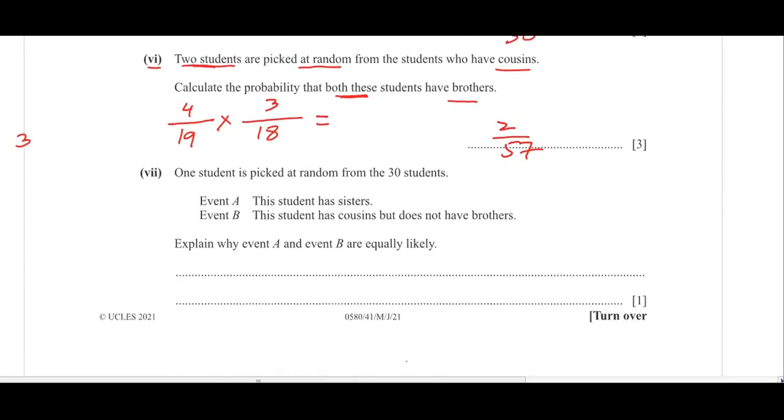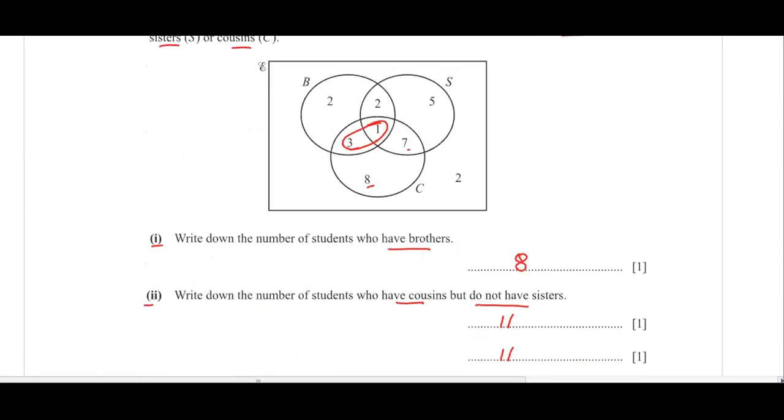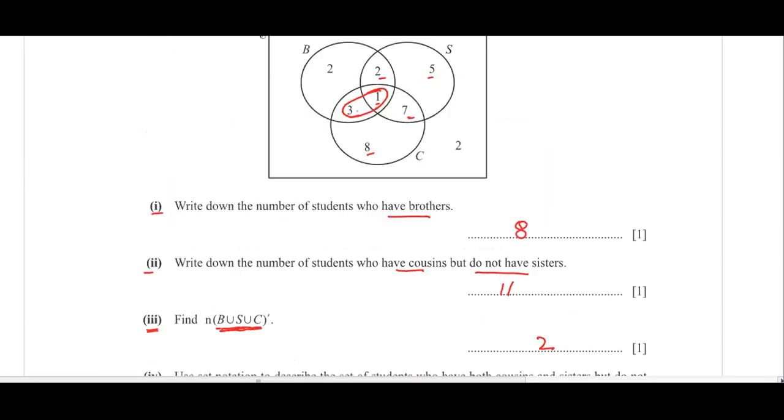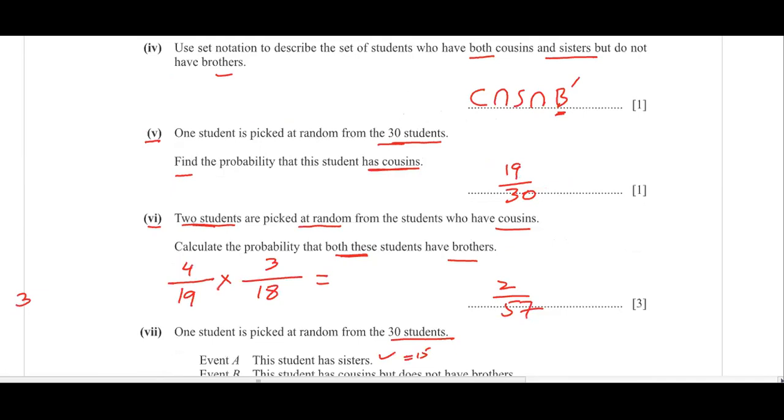Now, next: one student is picked at random from 30 students. Event A: this student has sisters. Let me write event A first. In event A, how many students are there in total? 2 plus 1, 3, 7, 10 plus 5, 15. Event A: the student has sisters, so there are 15 sisters actually. Event B: the student has cousins but does not have brothers. Cousins without brothers means we will not choose these. The remaining are how many? 15 again. Here also 15.